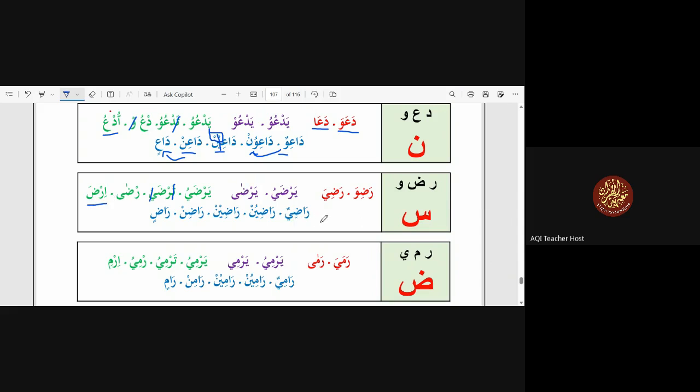Now this is Ismul Fa'il. So Radiya. Okay, Radiya, this Ismul Fa'il is Radiyun. Radiyun. Now next we break down the Tanween. Okay, and with Ya and Nun, it's exactly the same. It is just that the next process is breaking down the Tanween.